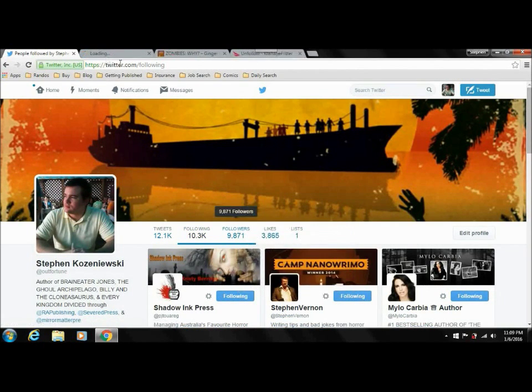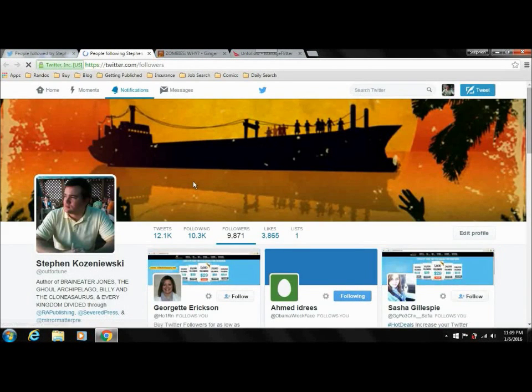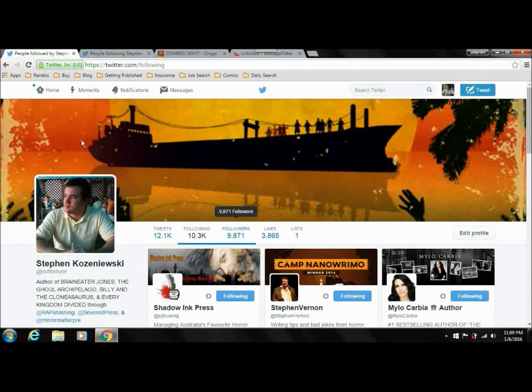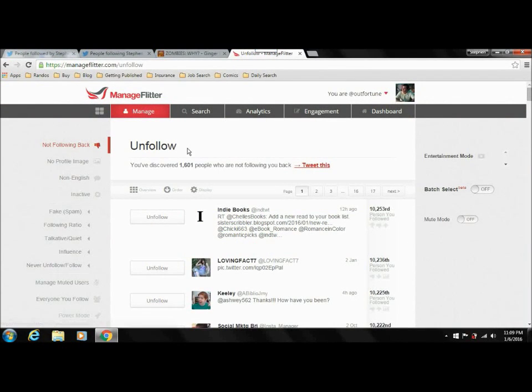And then you could compare the two and go through line by line and see who's following you, who's not following you back, who you're following. And basically it would take forever. So what I would recommend that you do is start an account with another service. For instance, Manage Flitter is the one that I use. So there's a couple of services like this. Manage Flitter works just fine for my purposes.